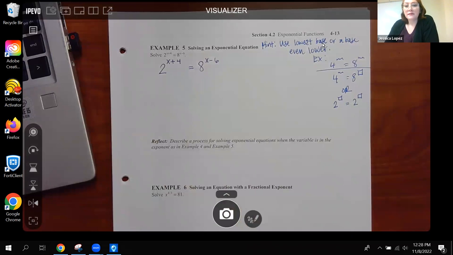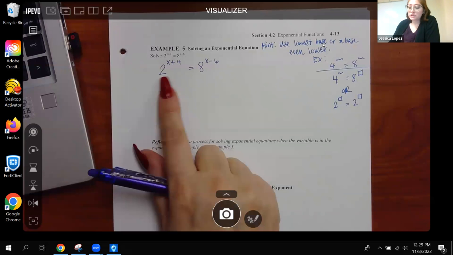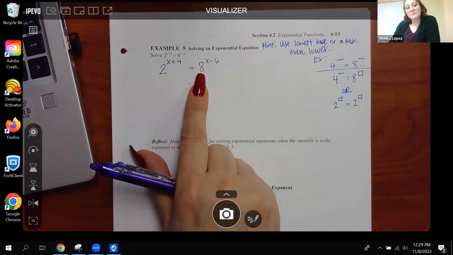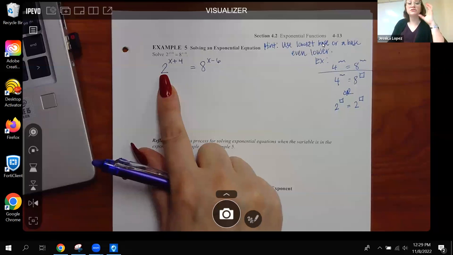Okay, now for this particular example, notice again that the bases are not the same, right? And there's no fraction. So it wouldn't, kind of in disguise, tell me what the base should be. Okay. So what I tell people as a hint is if you don't have that fraction business going on, always use the lowest base or a base even lower. Okay. So between 2 and 8, I would have to get them both in terms of the base 2.